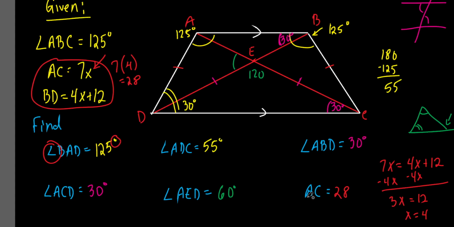If it's a line segment, and this is a line segment, it is not in degrees. It's just a number, okay? Make sense?